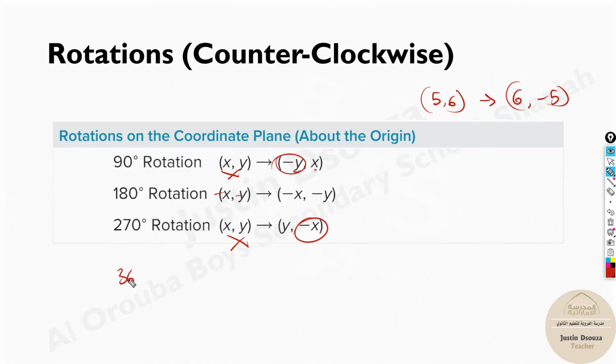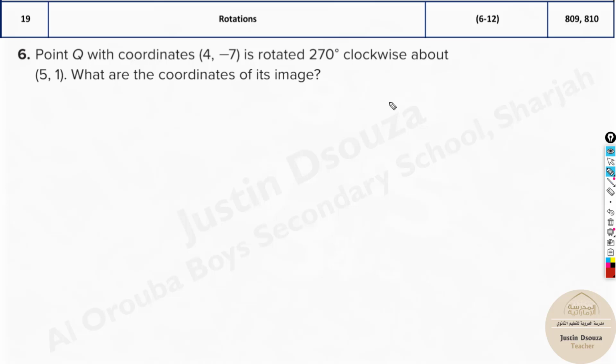What about 360 degrees? Now I have a line like this. I want to rotate it 360 degrees. It will be the original position itself, right? It will not change. So that will be the original itself. So let's look into this problem now.